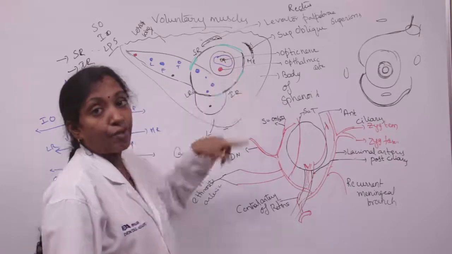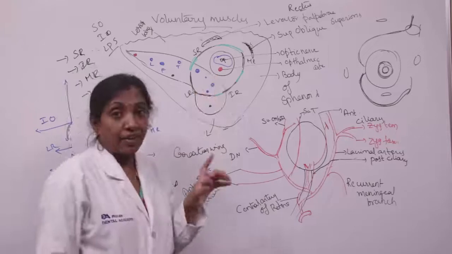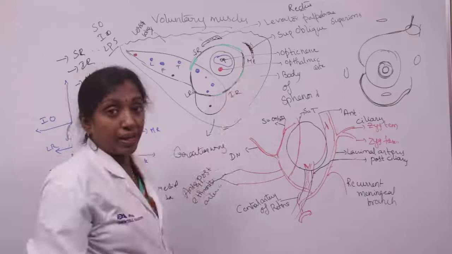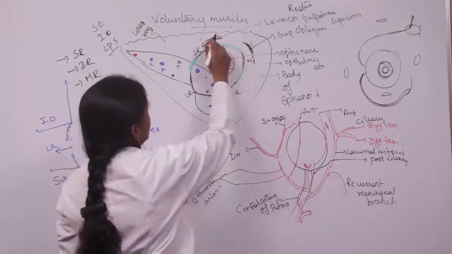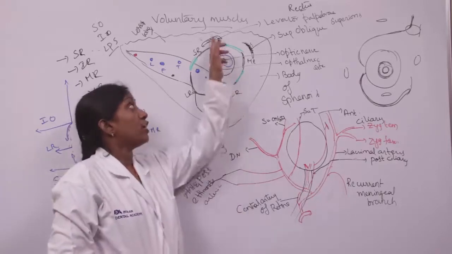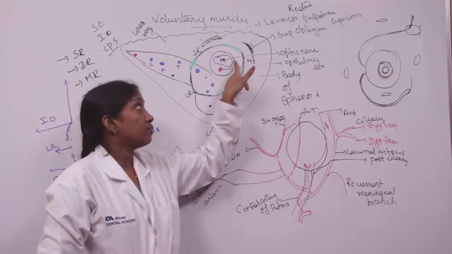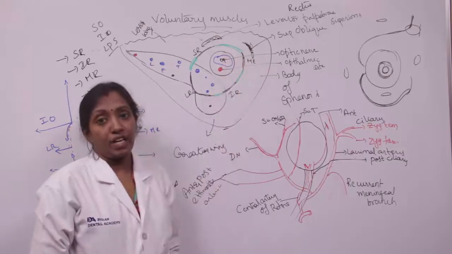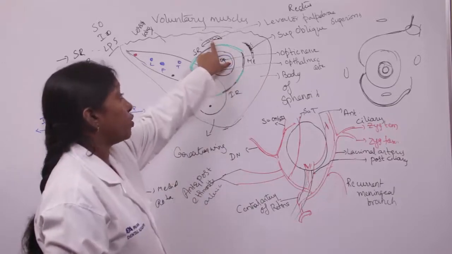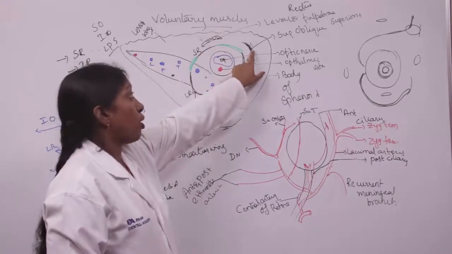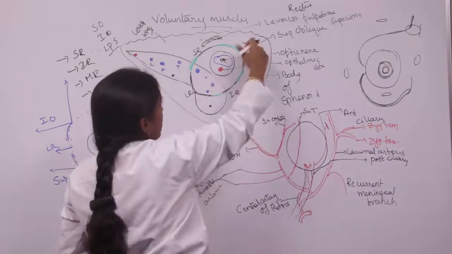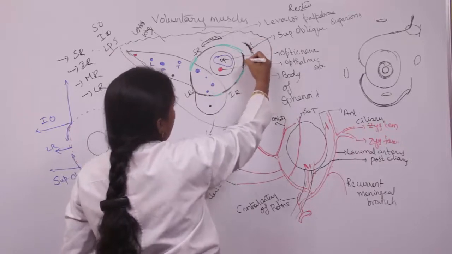The blue one I have represented is the nerve, and the red one is the artery. In the optic canal, we have the optic nerve as well as the ophthalmic artery. Here we can see the levator palpebrae superioris lies anterosuperior to the optic canal, and the superior oblique lies superomedial to the optic canal. This is the medial side of the orbit, and this is the lateral side. That's why the medial rectus is present here.